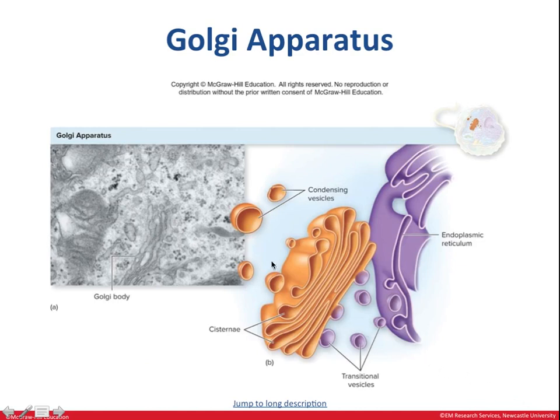As we can see in this diagram, this is the Golgi apparatus, and these are the transitional vesicles. Transitional vesicles are from the ER and transported this way to fuse with the Golgi, to transport the protein from the ER to the Golgi, okay. And then once the protein is modified, the end product of the protein can be transported with the condensing vesicles to either the lysosome or the outside of the cell.